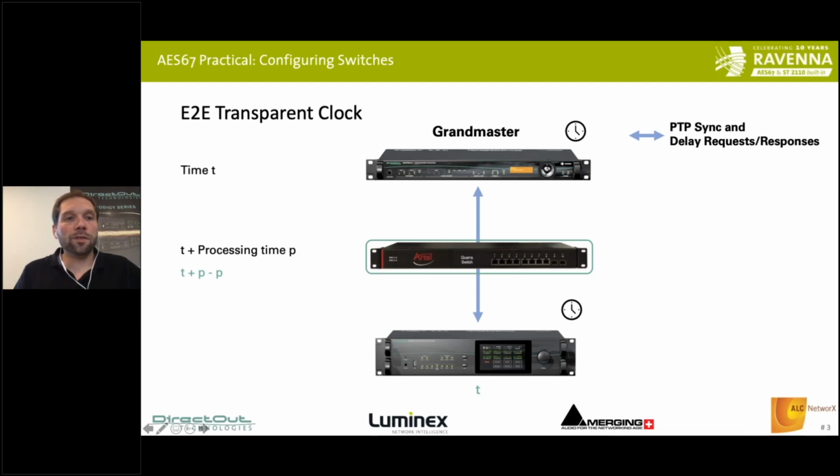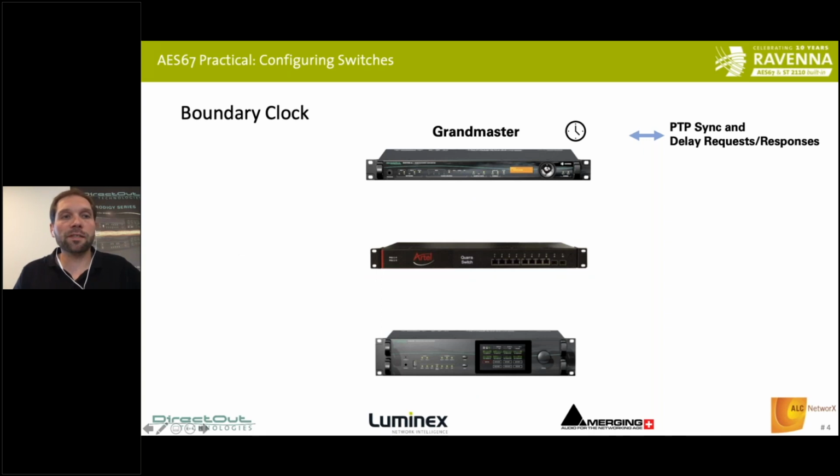Now, what the Quora, for instance, also supports is the boundary clock, and that works a bit different. In this case, the grandmaster sends out the sync packets to the switch, and the switch itself now synchronizes to the grandmaster. So it acts as a slave towards the grandmaster, and then it creates a new clock, the boundary clock, which is sending sync packets to the nodes.